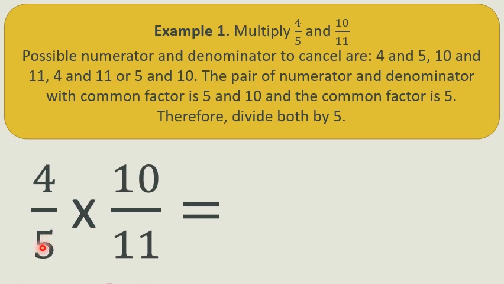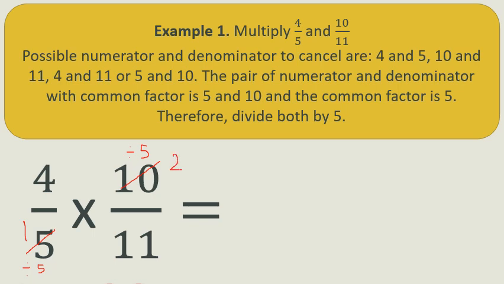Opo, pwede silang i-divide pareho sa 5. So, kung ito ay divide natin sa 5, tapos ito ay i-divide din natin sa 5, ano po ang magiging answer? So, yung sa baba, 5 divided by 5 is 1. Ito, magiging 1 na lang siya. Yung dito naman, 10 divided by 5 is 2.